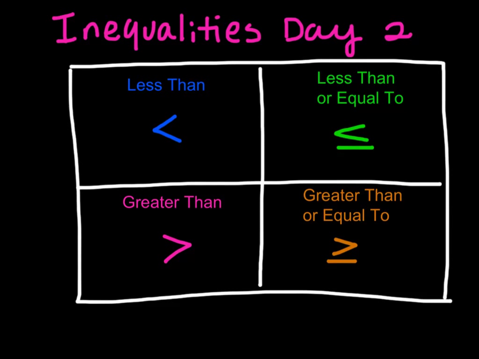All right, so first thing, remember we have 4 inequality signs. We have less than, greater than, less than or equal to, or greater than or equal to. And remember, when we have greater than or equal to or less than or equal to, it has this little line underneath it to signify that it's also included, an equal to the number.